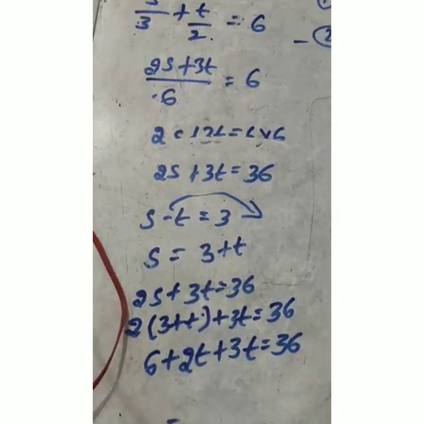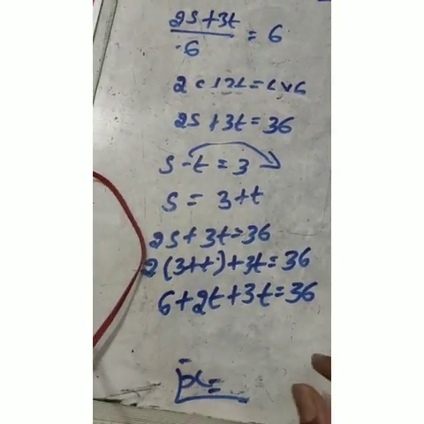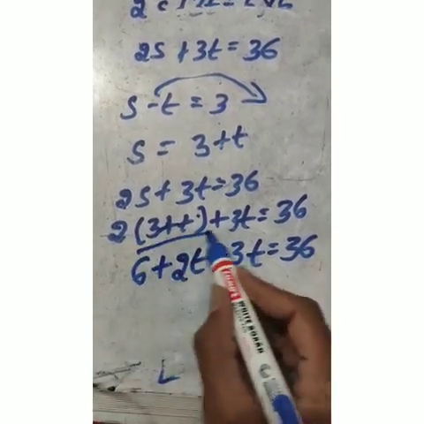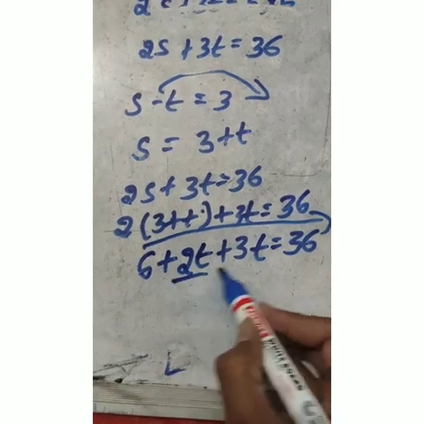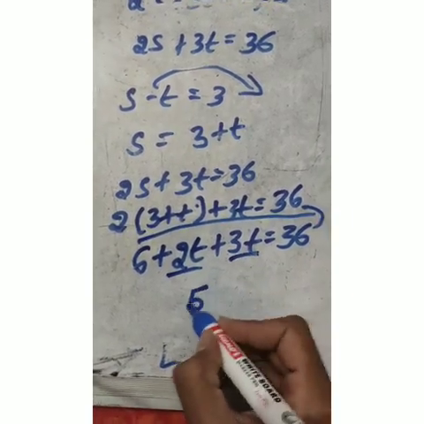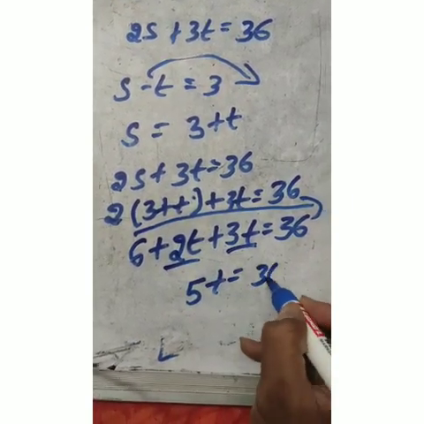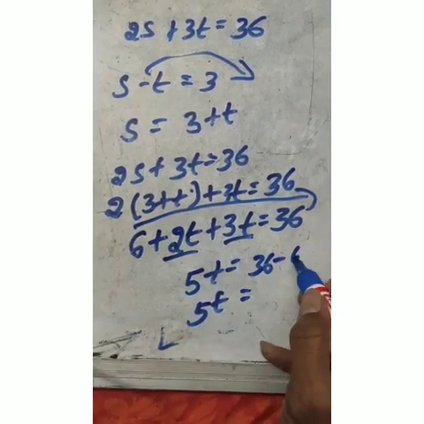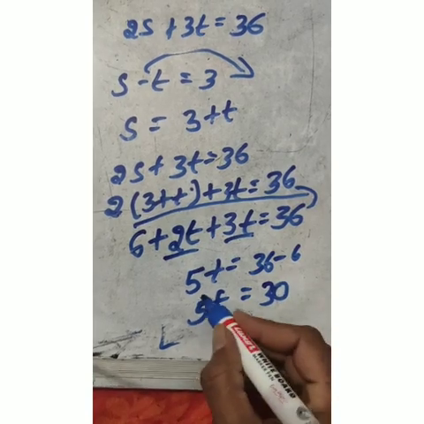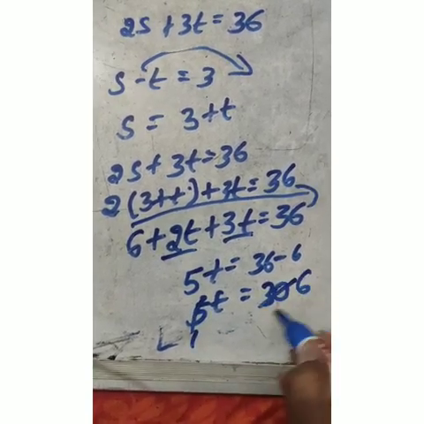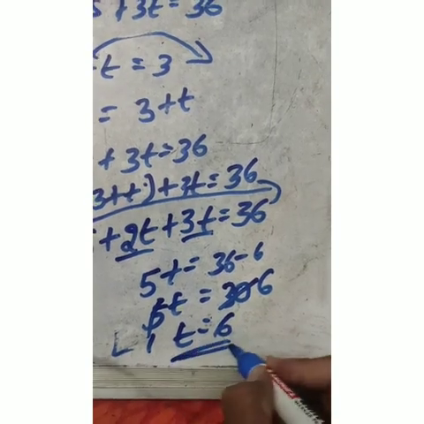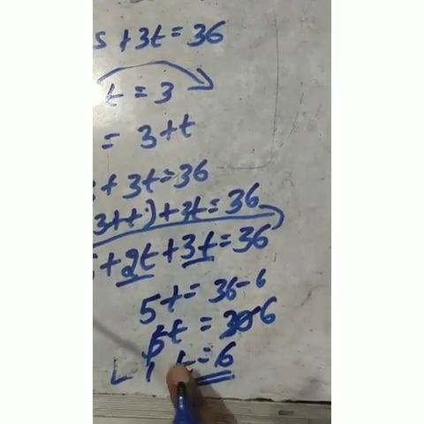Does everyone understand? Next, 6 plus 2t plus 3t is equal to 36. Plus 6 goes to the other side, it becomes minus. 2t plus 3t is 5t. 36 minus 6. 5t is equal to what? 36 minus 6 is 30. 5 sixes are 30. What is the value of t? The value of t is 6.